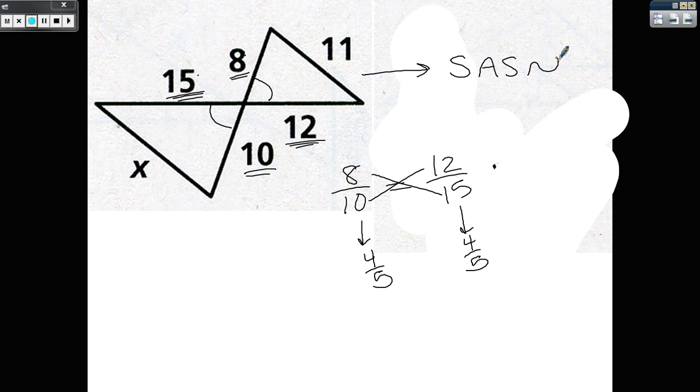Now, how do you set up a proportion from there? Well, I would encourage you guys, pause the video for a quick second and see if you can set up your own proportion. Okay? So I'll let you do that.